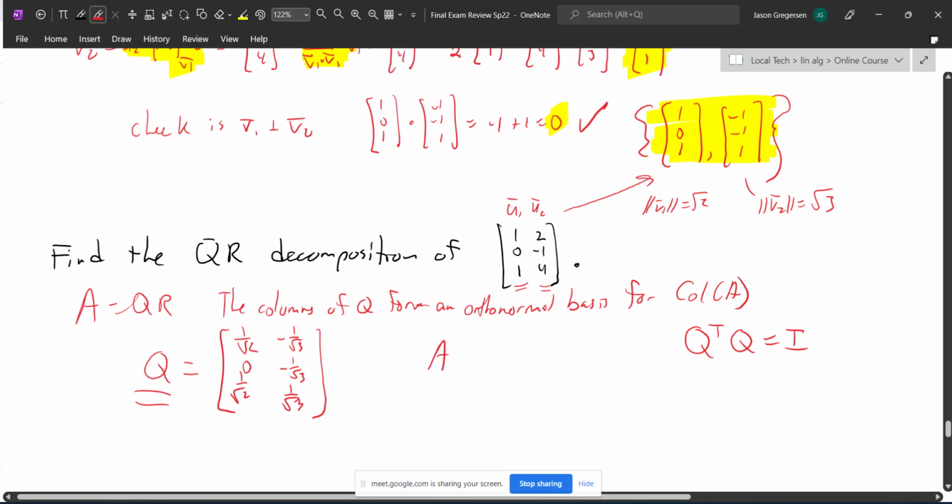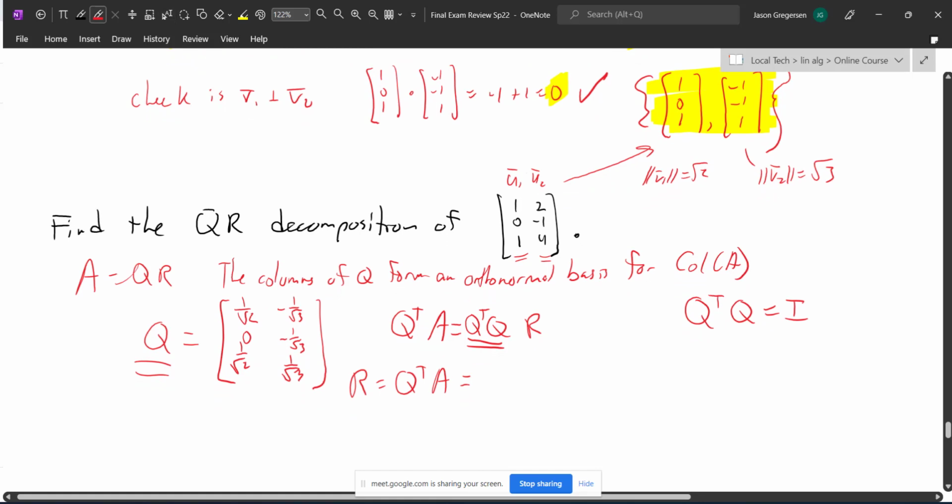Since I know that A equals Q times R, and I know what A is and I know what Q is, I need to solve for R. And so to solve for R, I'm going to multiply both sides by the transpose, and because Q is a special matrix, this will simplify to identity. And it turns out that R is really just equal to Q transpose times A. So I'm going to write down Q transpose, which will be 1 over root 2, 0, 1 over root 2, and negative 1 over root 3, negative 1 over root 3, 1 over root 3. And I'm going to multiply it by my matrix A.